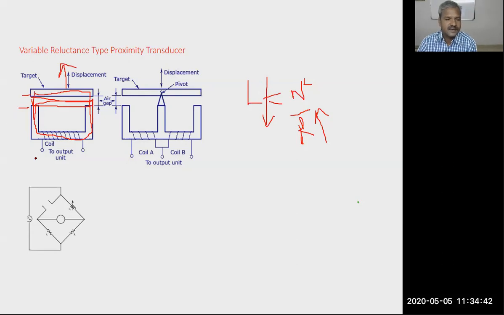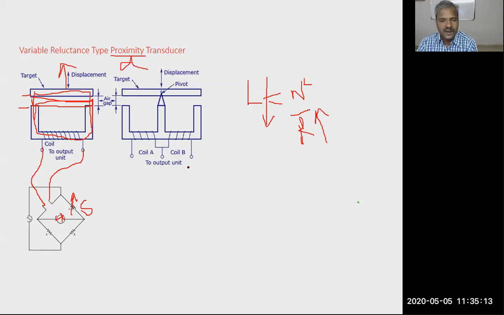The change in inductance can be detected using AC bridges. This is the AC excitation, and this is the standard inductor, a variable inductor, to get the null deflection. When the displacement is zero, you get null deflection by balancing this bridge using this variable inductance. So this is a very simple variable reluctance type proximity or displacement transducer.